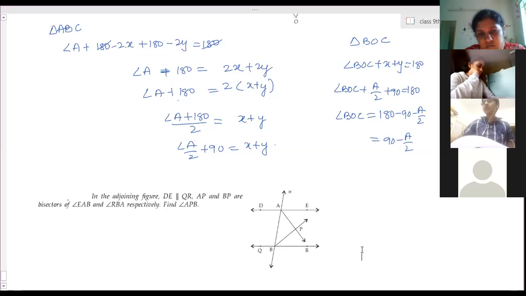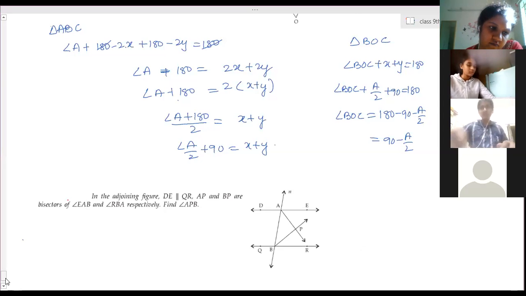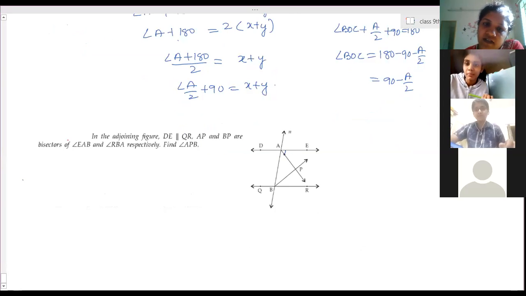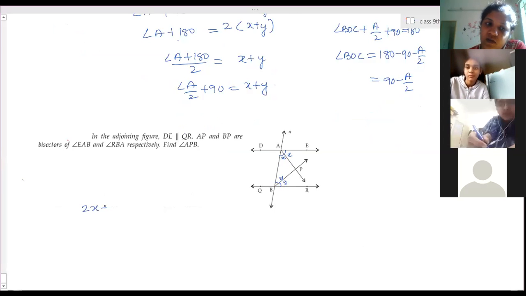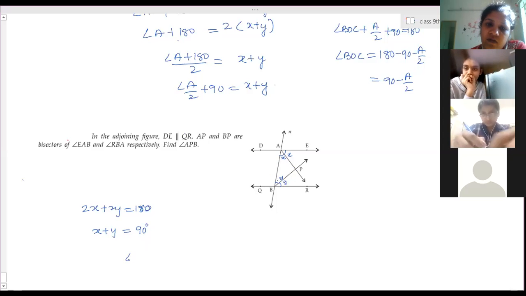Ma'am, angle APB is 90 degrees. That's right. You can consider this as x and x. This is a bisector, so this is x, x. This is y, y. So the relation between these two angles: 2x plus 2y is equal to 180 degrees. Dividing by 2, x plus y is equal to 90 degrees. So the sum of these two is 90.